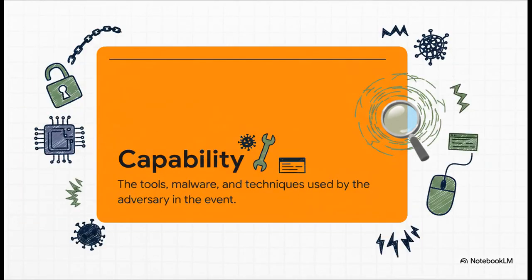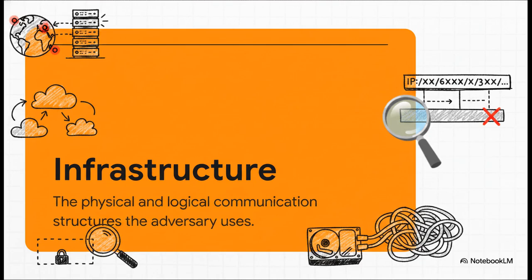Third point of the diamond is capability. This is the how, the tools and techniques the adversary brought to the fight. This could be anything from a super simple password guessing script all the way to some crazy advanced, custom-built malware nobody's ever seen before. It's their weapon of choice. And fourth, we have infrastructure. This is the where. It's all the command and control servers, the malicious websites, the IP addresses, the whole network the adversary uses to launch their attack. Think of these as their digital hideouts and getaway routes.